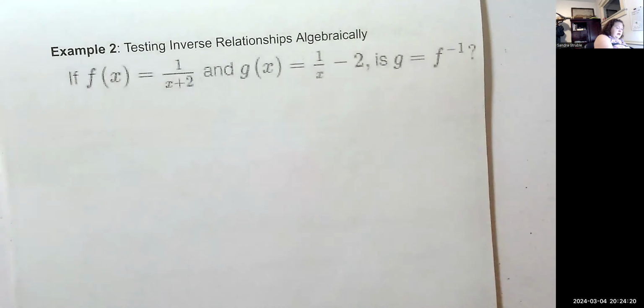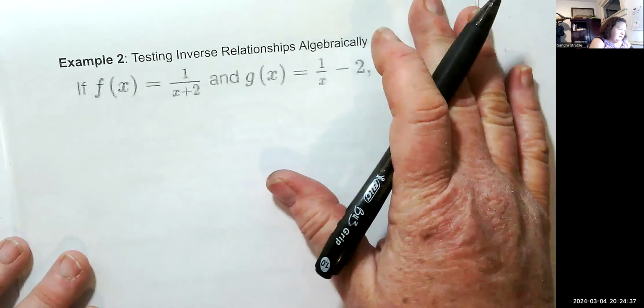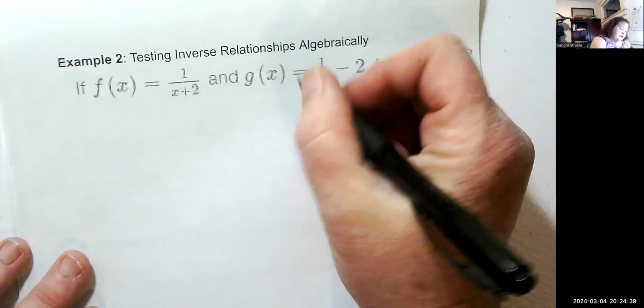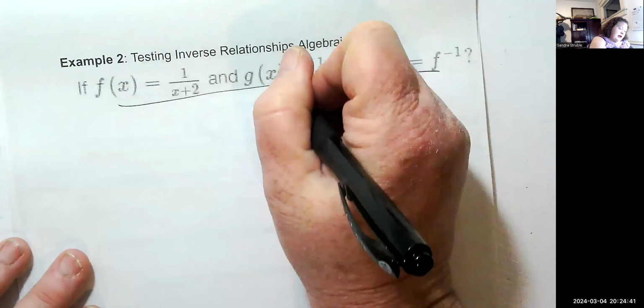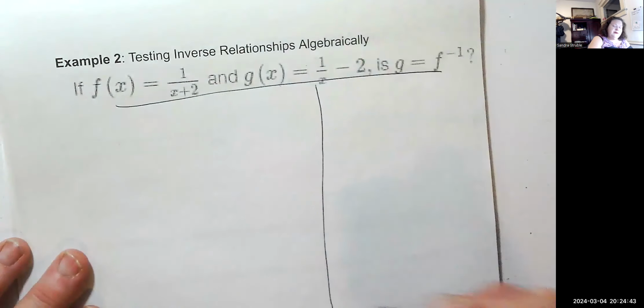Here's the next one. Testing inverse relationships algebraically. So I want to do a little bit of talking about this before I actually go into this problem. I'm going to do this problem after I do an easier problem first, just to help you understand the concepts. And the concepts here are this. If you're given two functions, let's just ignore this guy right now and just come over here and do a little teaching before I do this example.